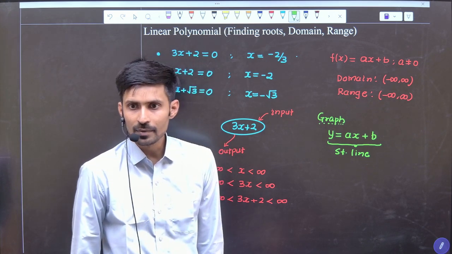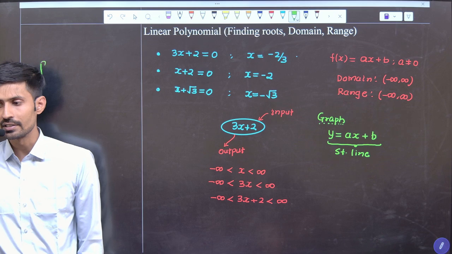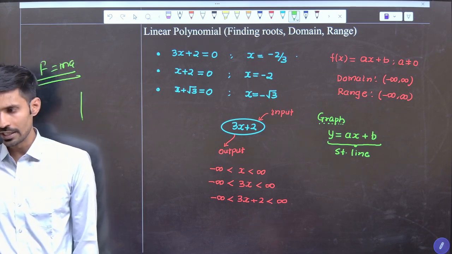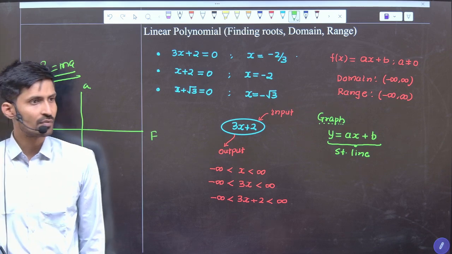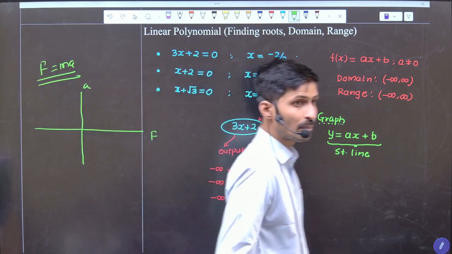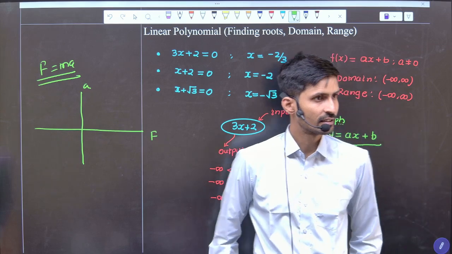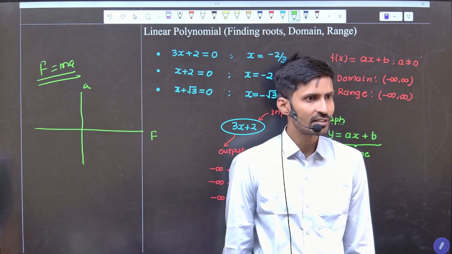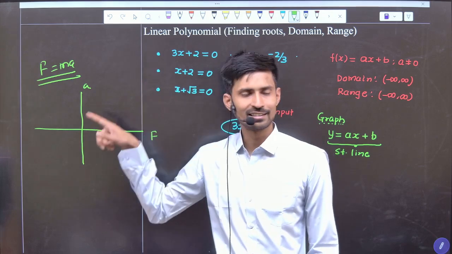Yes, na? It means, suppose your formula is force is equal to mass into acceleration. You want to say y-axis is acceleration, x-axis is force, and I want to ask you, tell me what will be the shape of the graph of force is equal to mass into acceleration. What is the degree of force? What is the degree of acceleration? Both variable degrees are 1 or not? This will be a straight line.